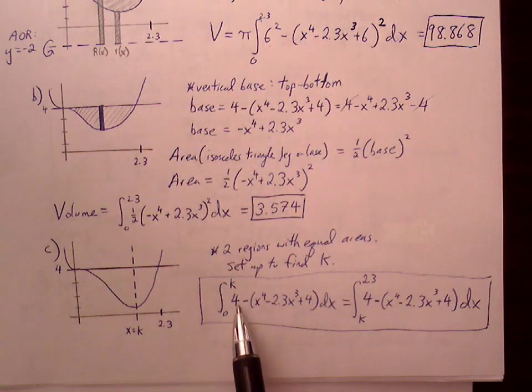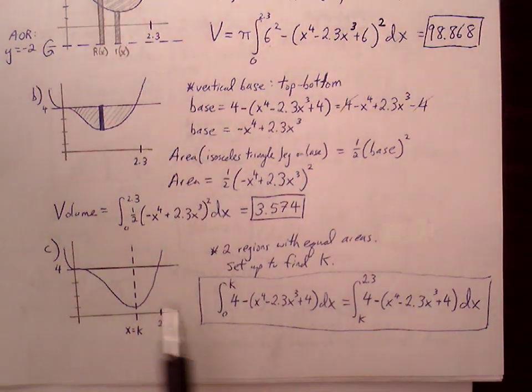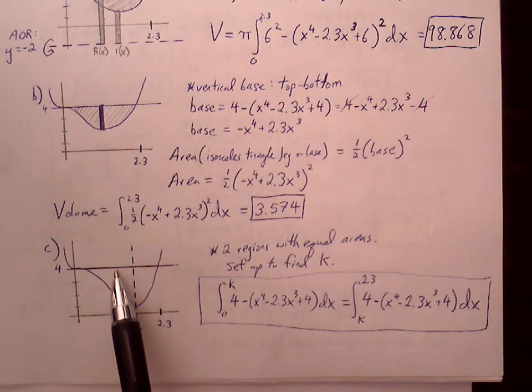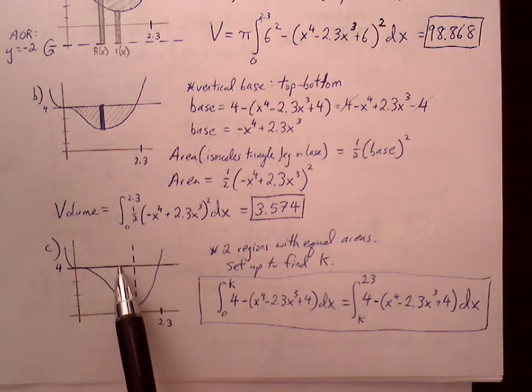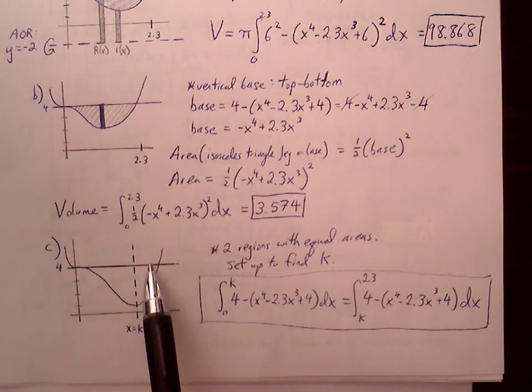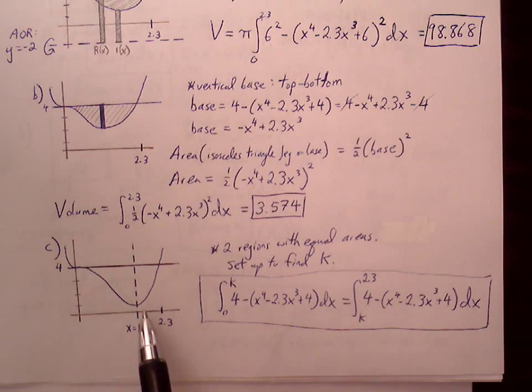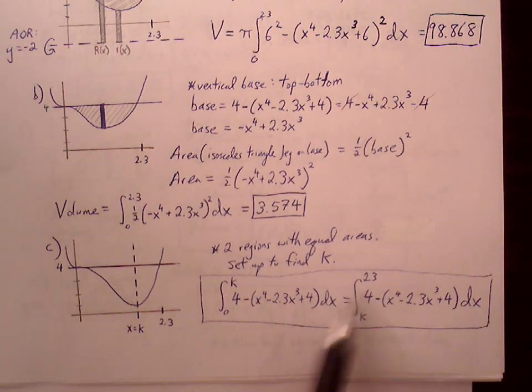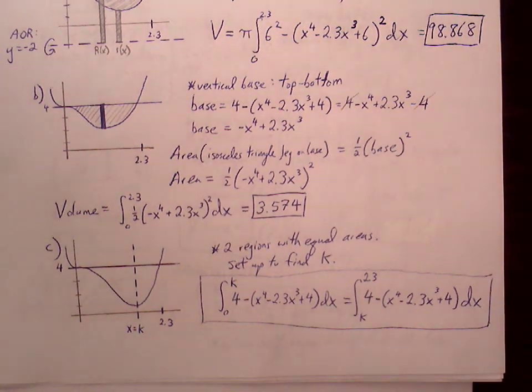And for each region, we have top minus bottom. The top function in each region is going to be the line y equals 4. And then the bottom is going to be the polynomial. Same thing in the second region, this right region here as well: 4 minus the polynomial. Okay, so that's all we need to do to set that equation up.